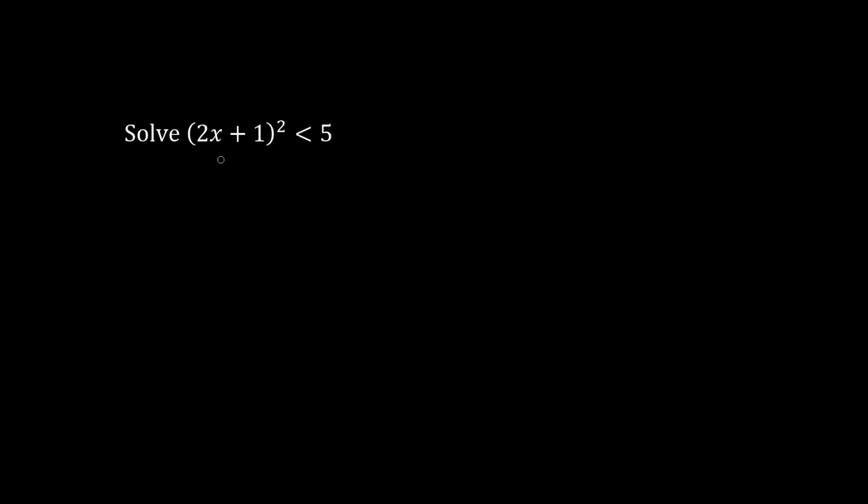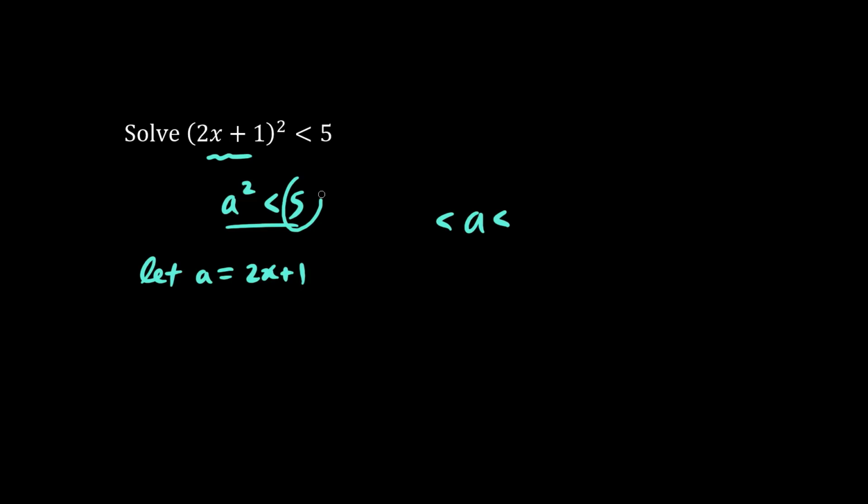To solve this quadratic inequality, let's think of this inner function as a. So we have a squared is less than 5. Let a equal 2x plus 1. We see the pattern. We put a between the plus and minus square root of this number. So we have root 5 and negative root 5. What is a? It is 2x plus 1. So we write 2x plus 1 is between root 5 and negative root 5.